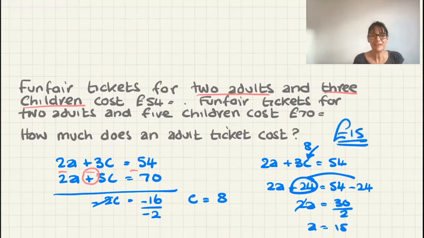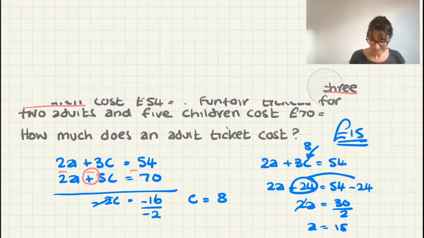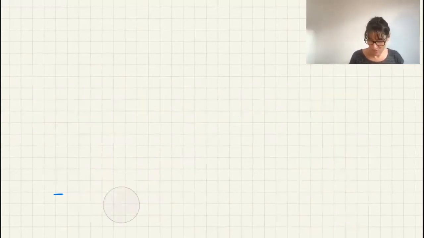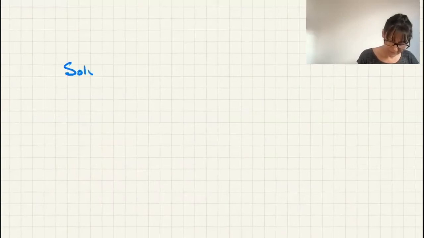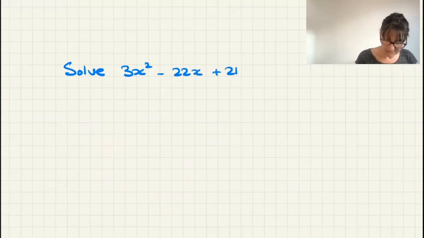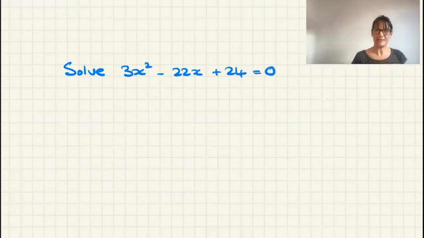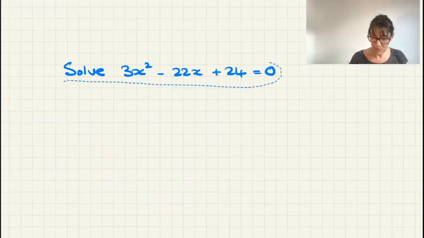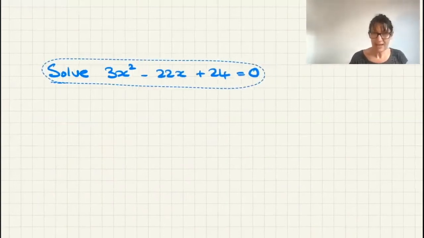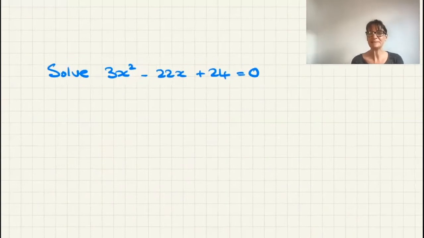£15. Okay, so really, really well done if you got that right. Okay, let's do some more questions. So we're going to solve 3x squared minus 22x plus 24 equaling 0. Okay, so I want you to hit pause, have a go, and hit play when you're ready.